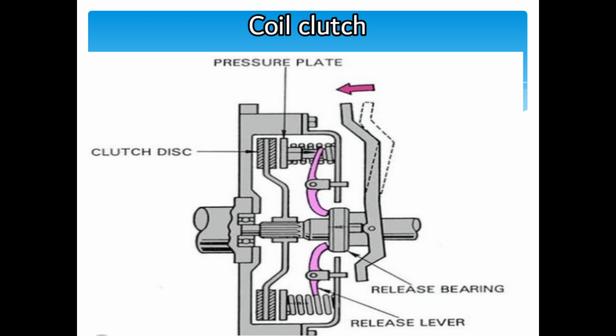Just take a look at this coil clutch. It has various components. It has a pressure plate, a clutch plate, a release lever, and also release bearings. I think these are the main parts, and I think this is the end.